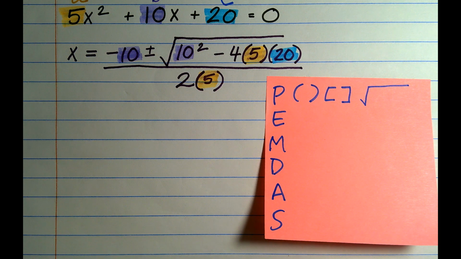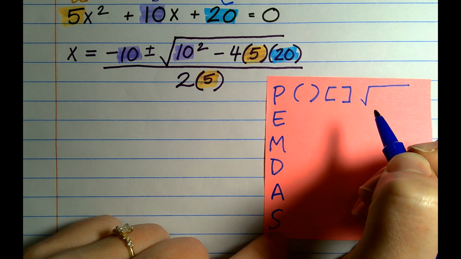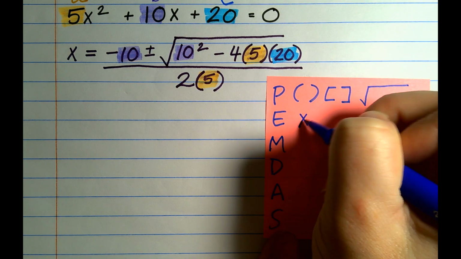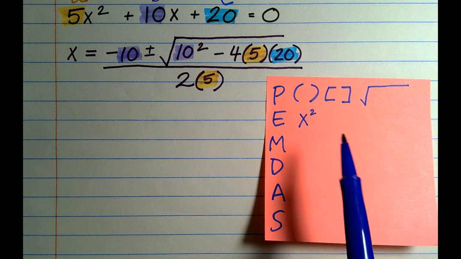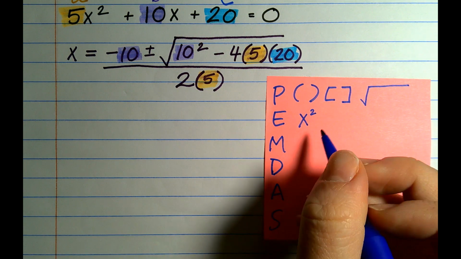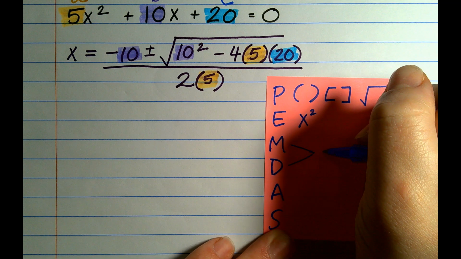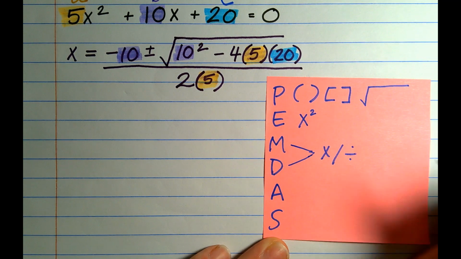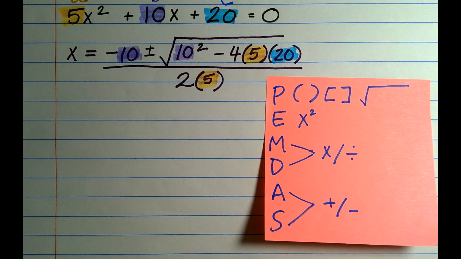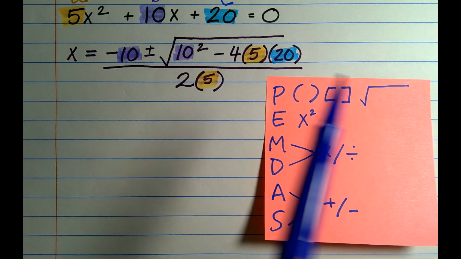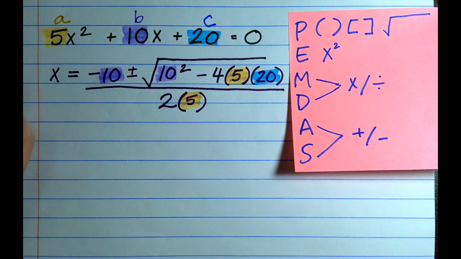Now, which part of that are we going to do first? We're going to go down the line. What's E stand for? Exponents. So that would be like our x squared. Next, M and D, what's that? Multiplication and division. These are grouped together. And A and S is addition and subtraction. Okay, so using this order of operations, let's very slowly work through this problem.